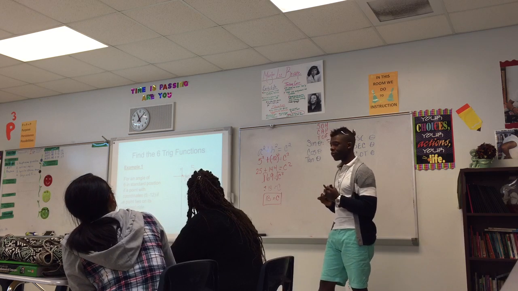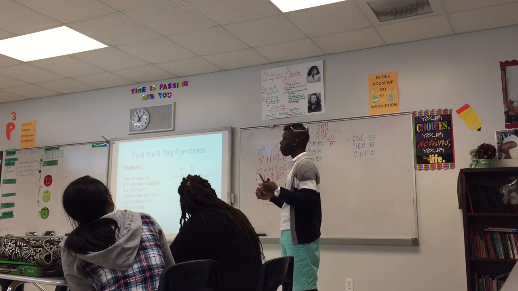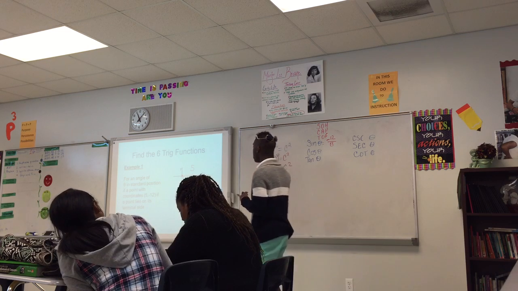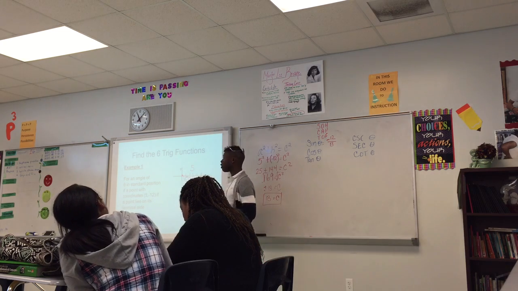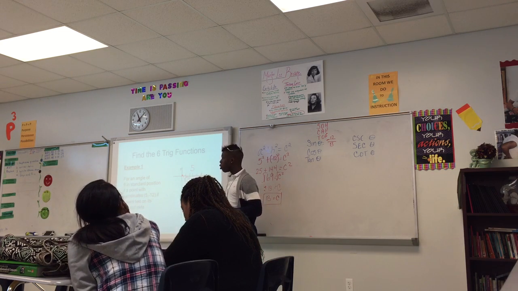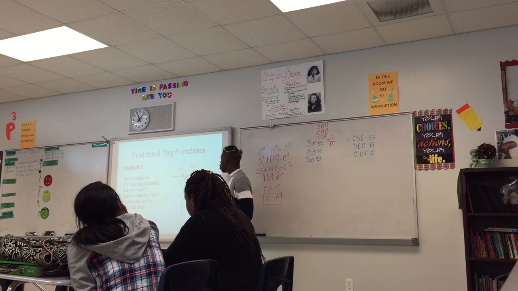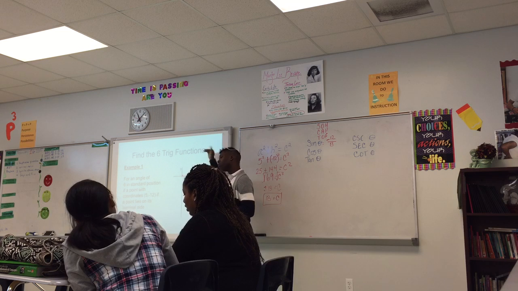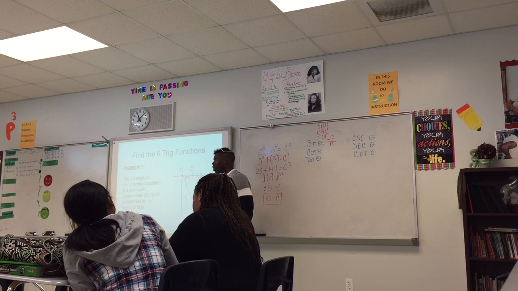I got a question. How come the opposite side could be negative, but the hypotenuse can't be negative? What is the measurement to get to this point? What happened to get here? We went over 5 and down how many? 12. Anytime you go down somewhere, it's negative.